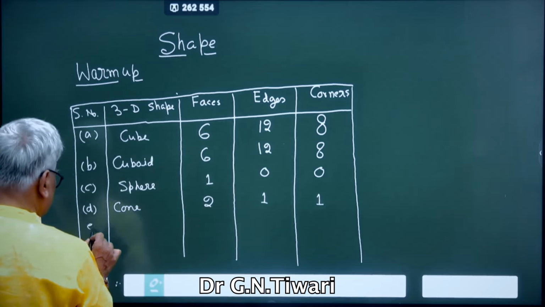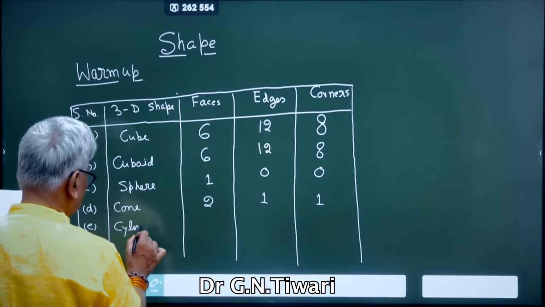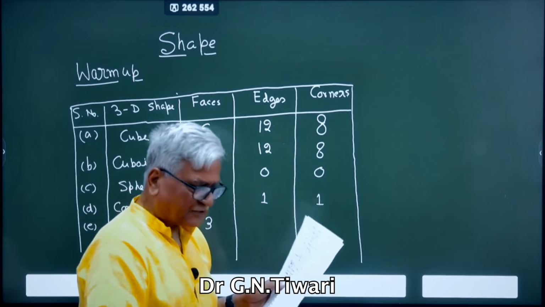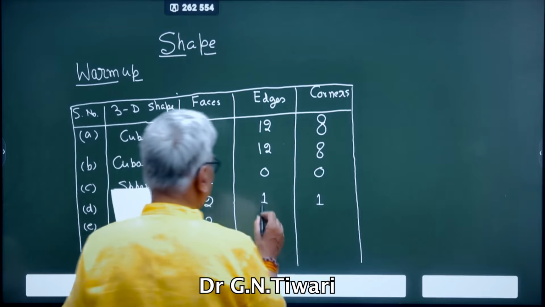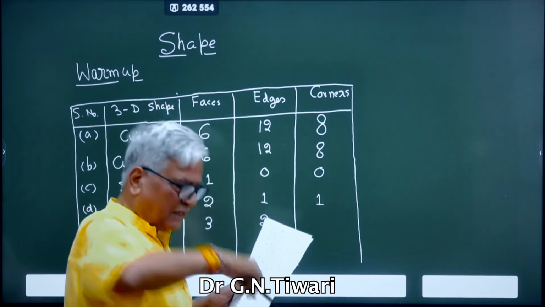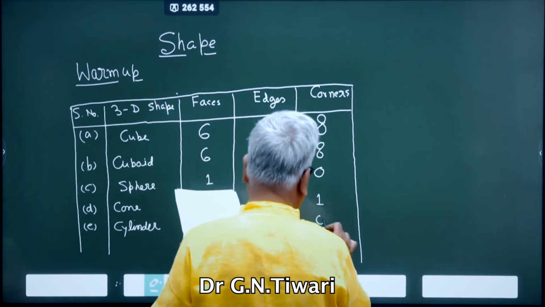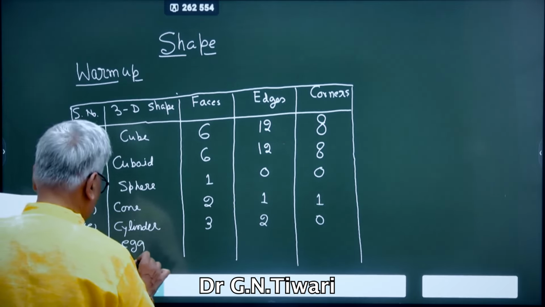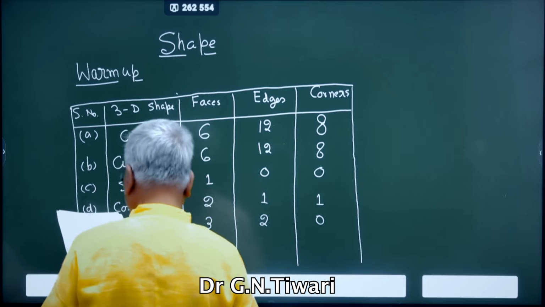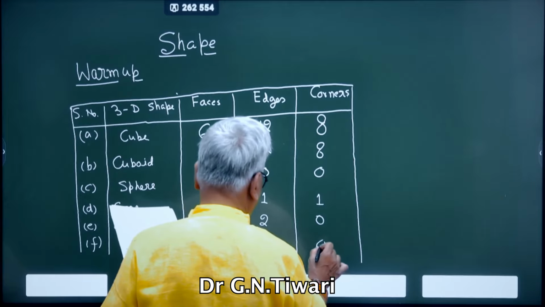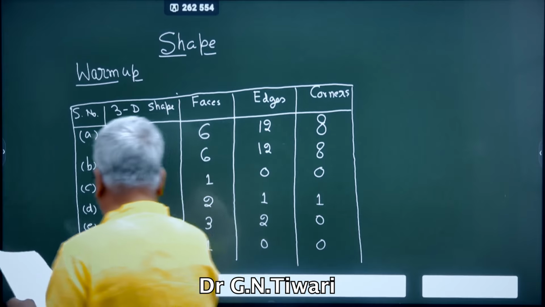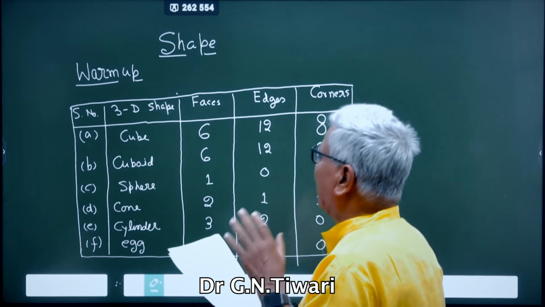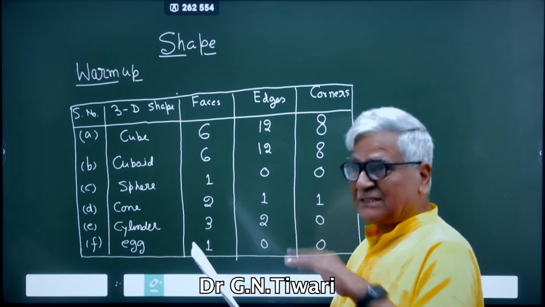E. Cylinder. Cylinder has 3 faces. One is circular on the top, second is the bottom, and third is the curve. Edges 2. One edge will be at the top and one at the bottom. And no corner. Now see F, egg shape: only 1 face and 0 edges and 0 corners. If you look at an egg, it has only one face, no corners and so on. So that is what I have explained, and the students should try to remember these examples, and I am giving you some questions based on the warm up.